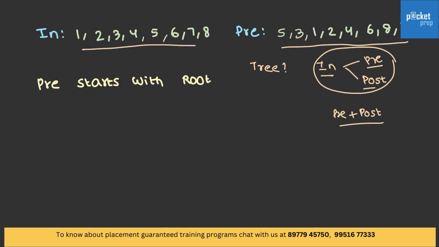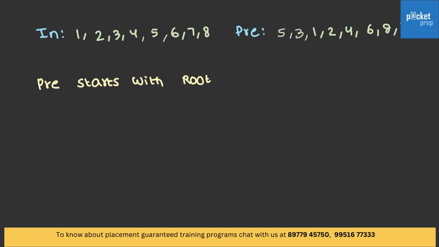Let's try to check the validity of this statement. We know that pre starts with root. So, first and foremost, we will be having the root of the entire tree.